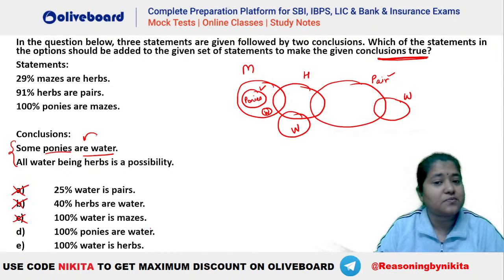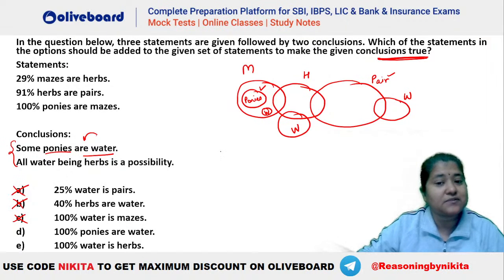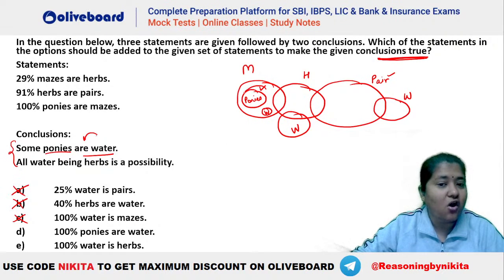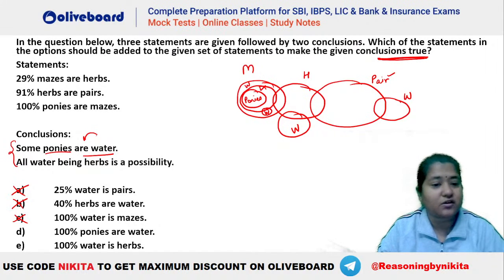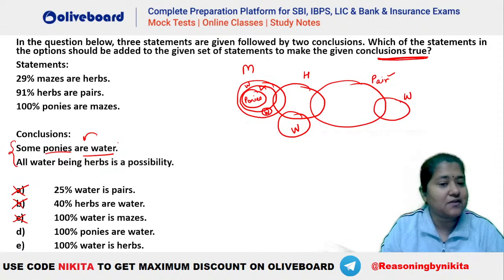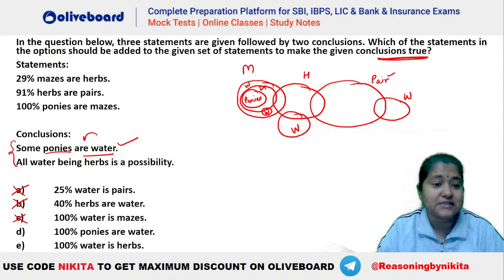Let's say 100% ponies are water. Okay, 100% ponies are water. That means all ponies are water, isn't it? So if we have all ponies are water, so 100% ponies are water means all ponies are water. So in that case, some ponies are water, that is definitely true, isn't it? If all ponies are water is true, some ponies are water is absolutely true. Universal is true. Its particular format anyways is true.